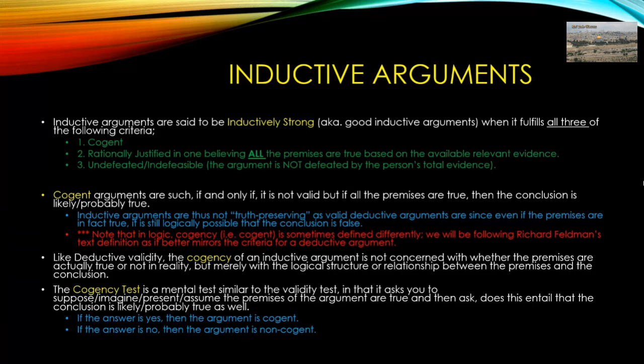That is the next step. So there's kind of a two-step process with the cogency test, whereby you have to conduct the validity test first, determine that it's invalid, and then you go, okay, it's invalid. Is it cogent or non-cogent? And that's where you do this cogency test. Again, if the answer is yes, that the conclusion is probably true, given we assume the premises are true, the argument's cogent. If the answer is no to that thought experiment, then the argument is non-cogent.